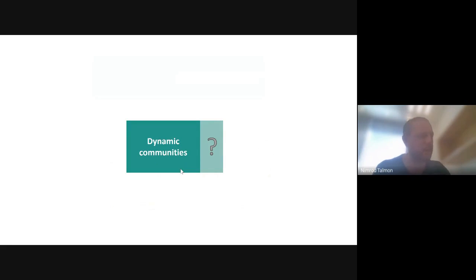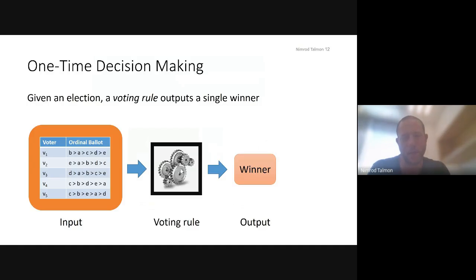The second one is, as I said, social choice basically deals with static communities that make only one decision. So there is a set of agents, a set of alternatives or candidates, and we want to come up with an output, so just a one-time decision process. But in the real world, communities need to make many decisions, and the community can also change, so the setting is really dynamic. The standard model is that there is some input and we want some aggregation method to output some winner, and that's it.